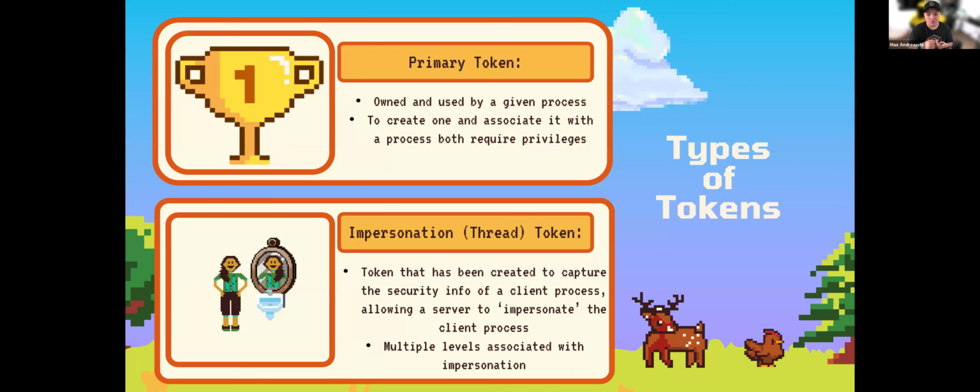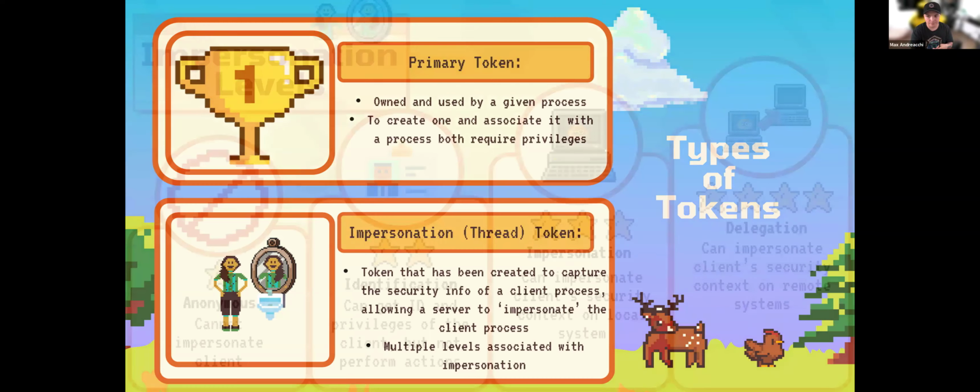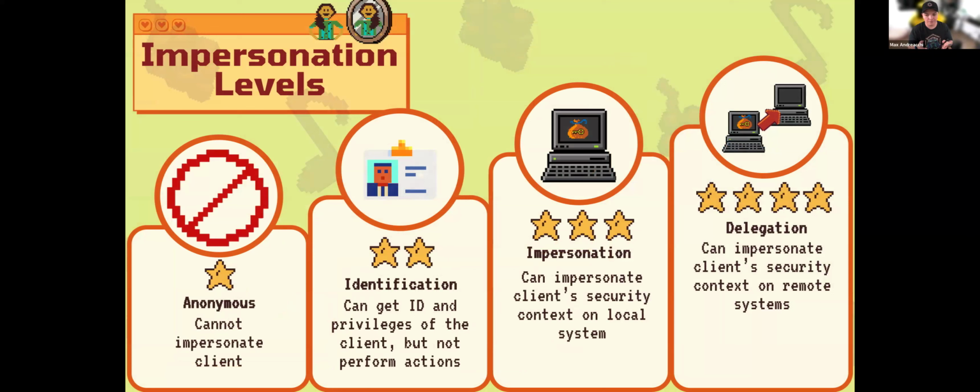For an impersonation or thread token, this is a token that's been created to capture the security information or context of a client process. It allows a server to impersonate a client process. There are multiple levels associated with impersonation. Specifically, there are four. It goes from anonymous all the way up to delegation.